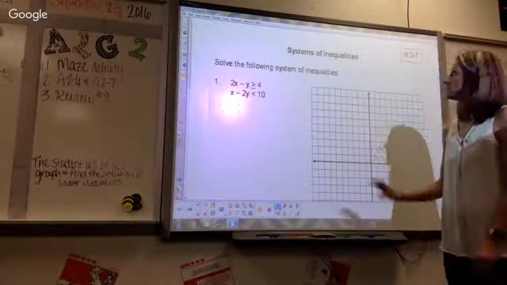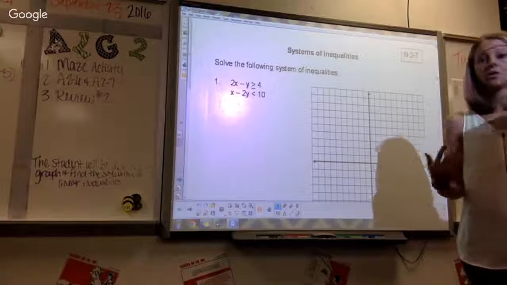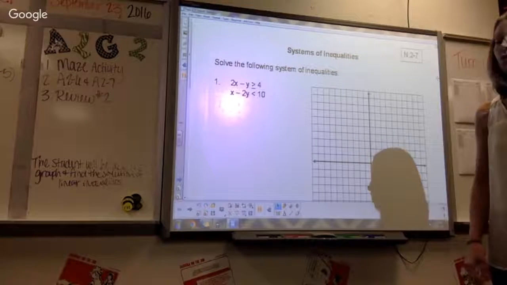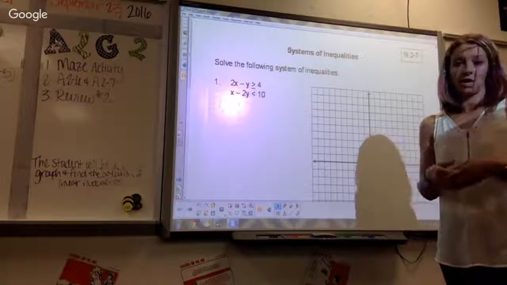Okay, so we're going to be solving systems of inequalities. So yesterday we were solving with one inequality. Today we're going to have two or more inequalities and we're going to have to solve. So your solution will be where they're all shaded.